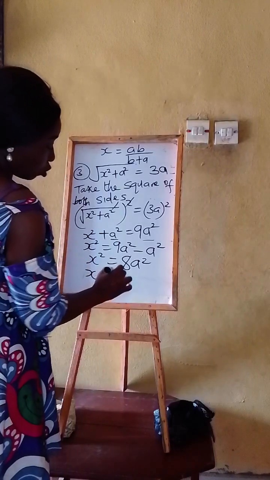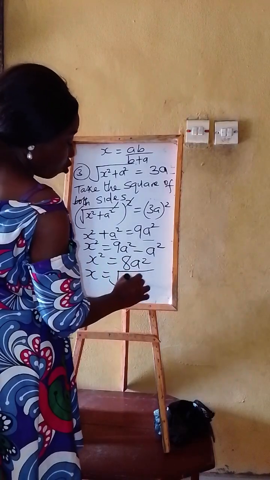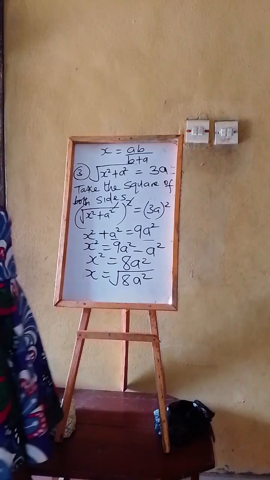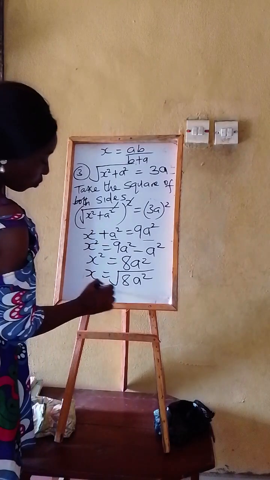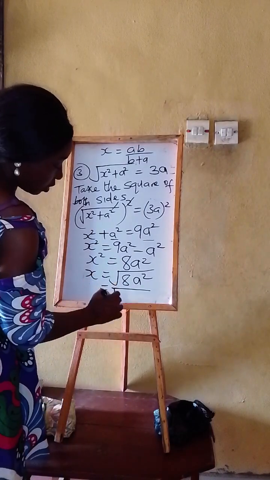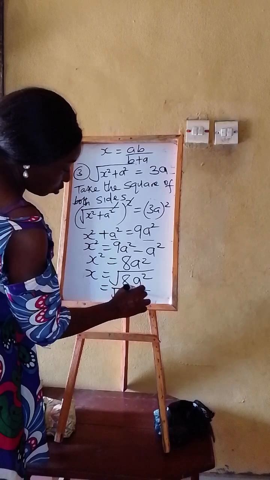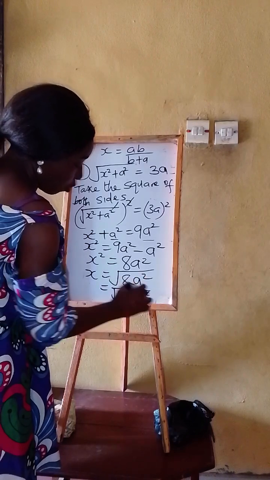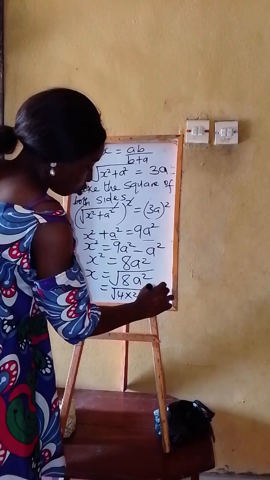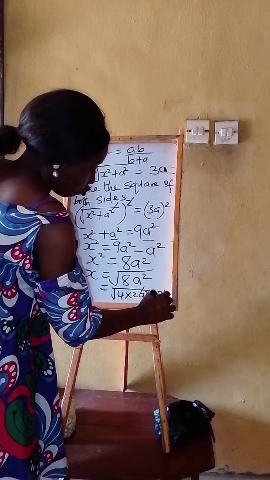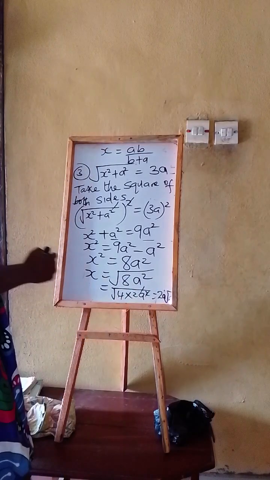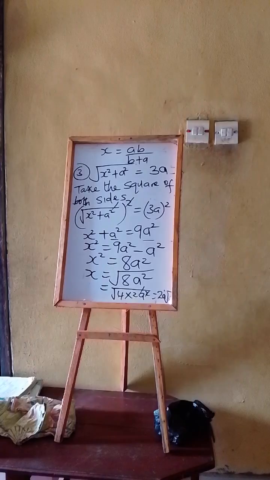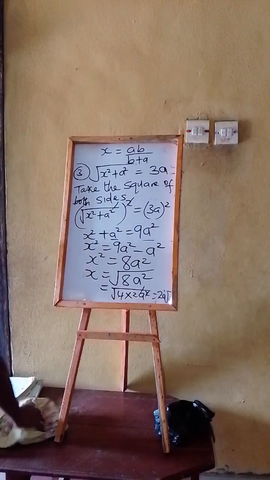So what's the next thing to do? You take the square root of both sides. You can leave your answer like this, or probably you change it to 4 times 2 a squared. Square cancels square root. Square root of 4 is 2, so we have 2a root 2.